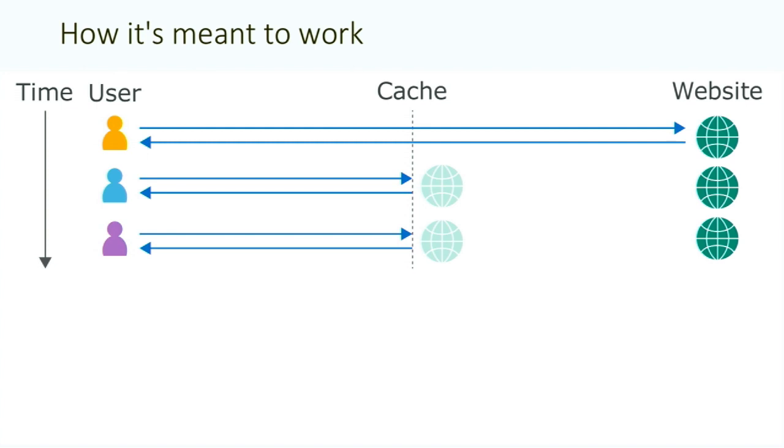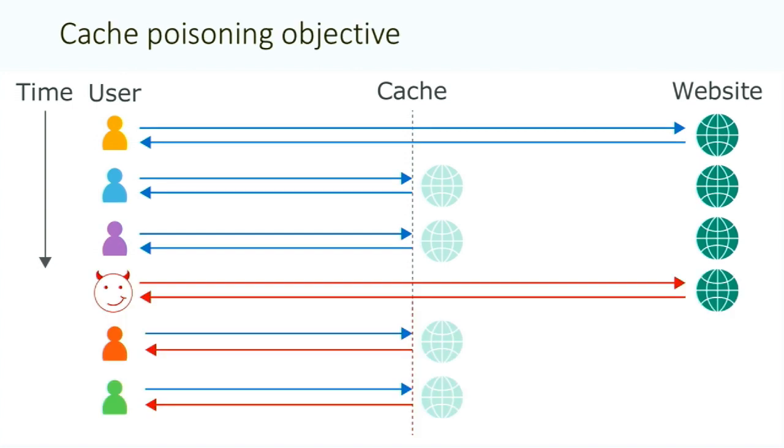Our objective with web cache poisoning is to send a request to the server that causes a harmful, malicious response to come back to me, and then we want the cache to save that and serve it up to other users. The first step to achieving this is to ask the question, how does the cache know that those first three users are all fetching the same resource?